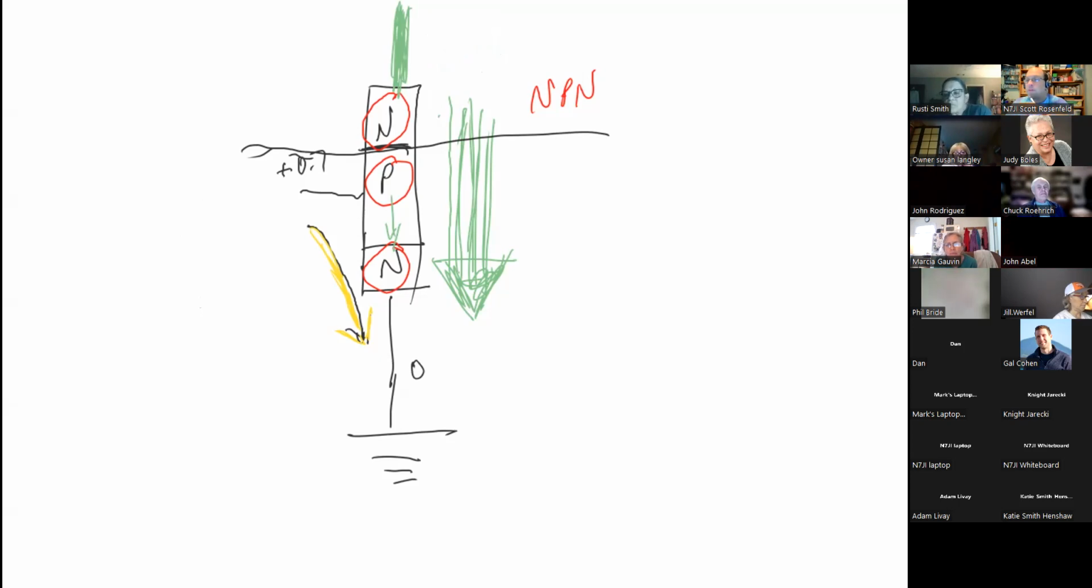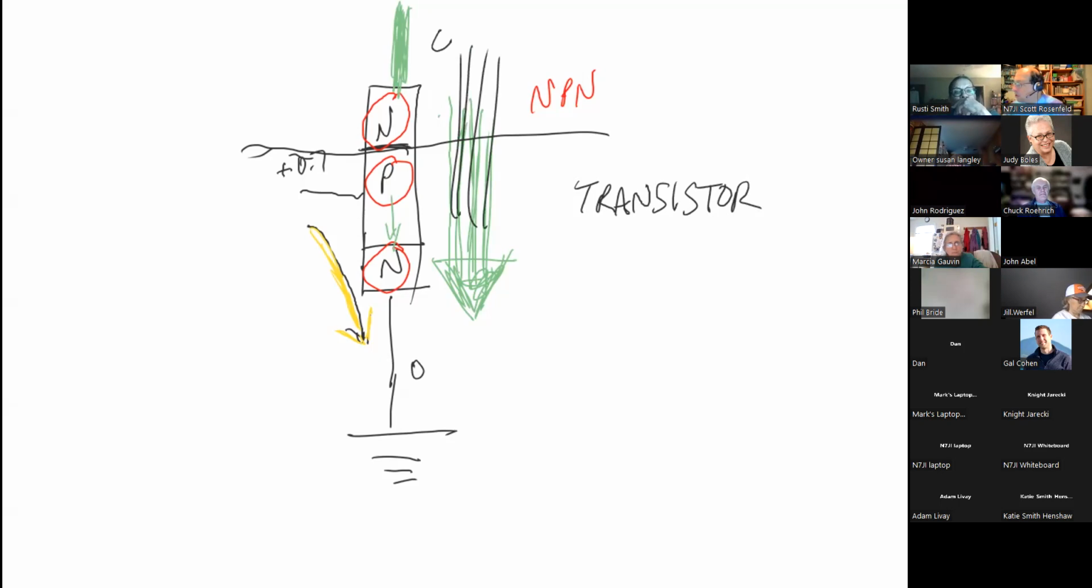So the diode's supposed to go from P to N if it has a voltage difference from the P side, correct? Correct. It will basically turn on. And in doing so, in a transistor, this is known as a transistor, you end up with current flowing from this side, which is actually called the collector. This side is known as the emitter, and this is known as the base.